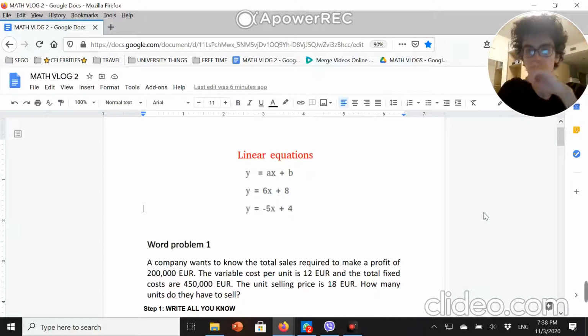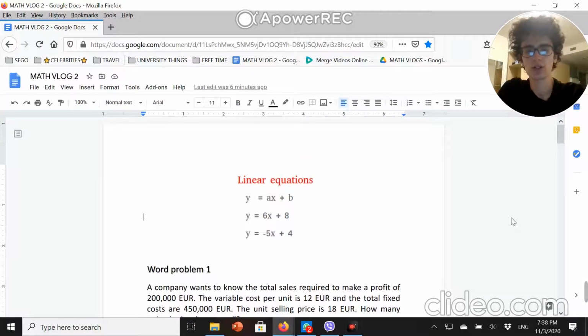We'll go immediately to linear equations, which are the easiest possible ones. As you see from here, they are always written in the form of y equals ax plus b. Most of the time, a, b, and y will be given, so the x is the unknown that we're looking for. An example of a linear equation would be y equals minus 5x plus 4, and so on.